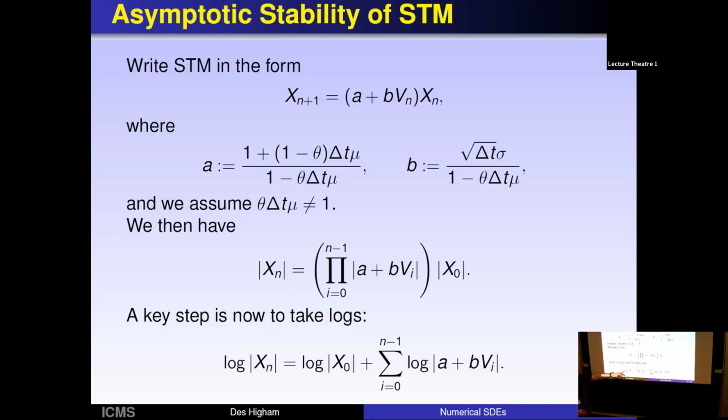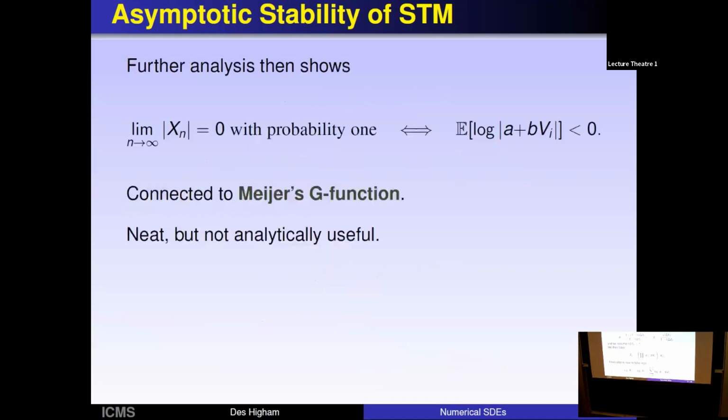We'd like this to go to 0, this quantity x_n. So we'd like the log to go to minus infinity. This first term doesn't depend on n. So intuitively, we'd like these logs. Remember, the V's are all the same distribution. So we'd like the contribution from each of these terms somehow to tend us to minus infinity. So I want these things in some sense to be negative.